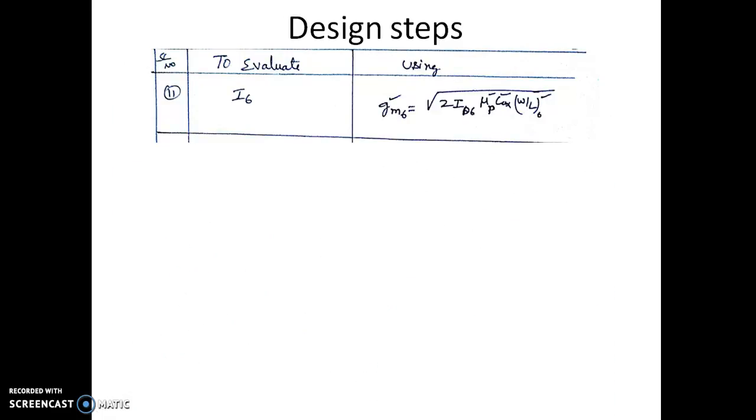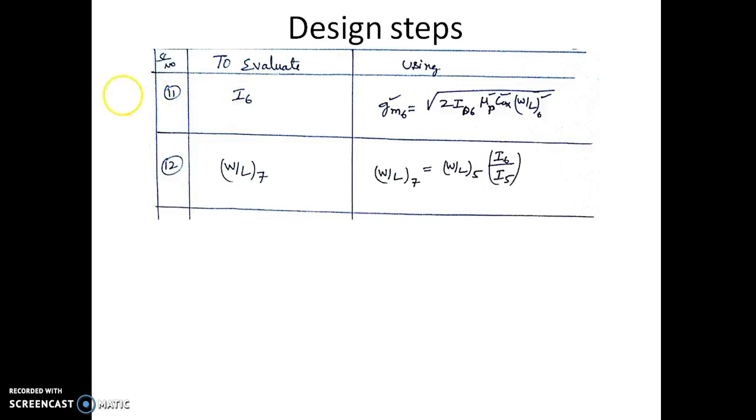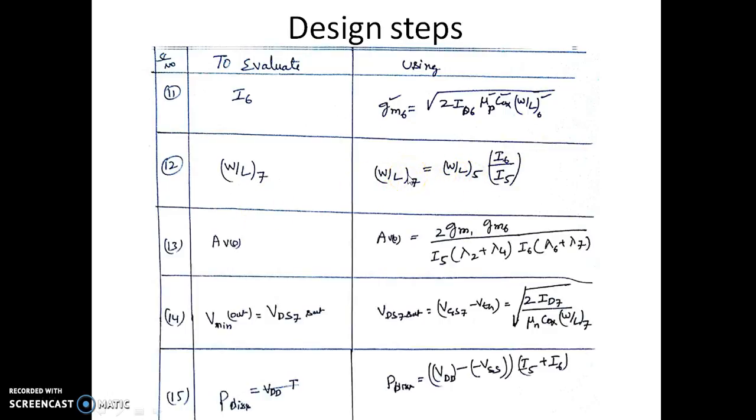Next it is to find the value of I6, which is again related to GM6 using the equation GM is given by under root of 2 ID mu P Cox into WL of 6. This is M6 which corresponds to PMOS, that's why it is mu P Cox. We know everything except ID6, the drain current of the sixth MOSFET, so we can easily find I6. Then it is WL of 7. WL of 7 can be estimated using this equation. We know all the terms except WL of 7, so we can find WL of 7.